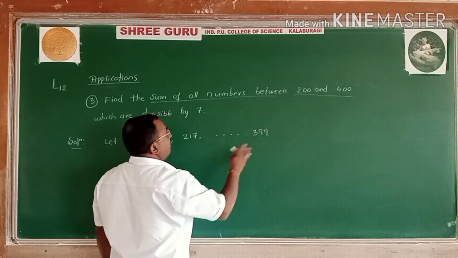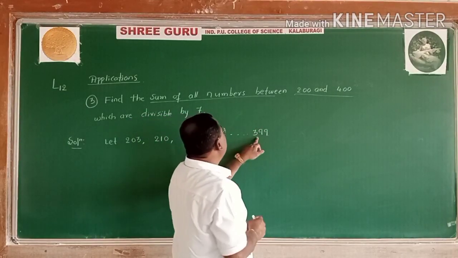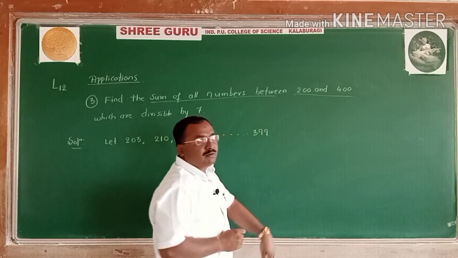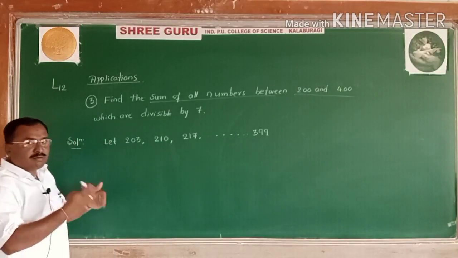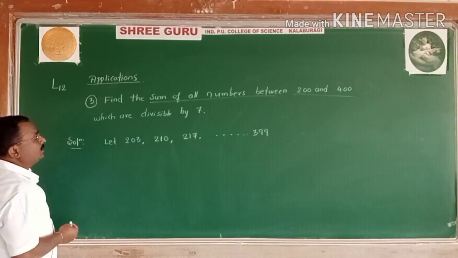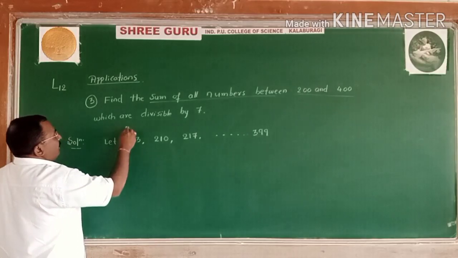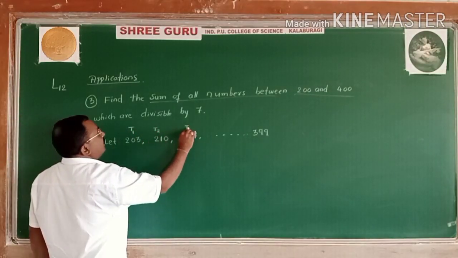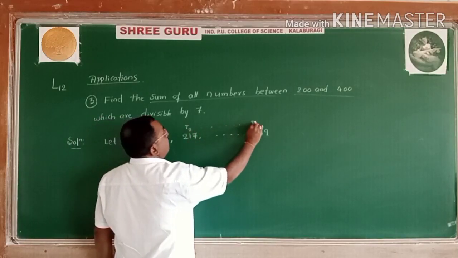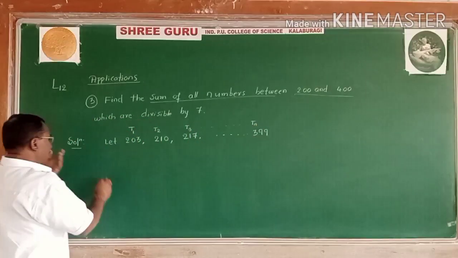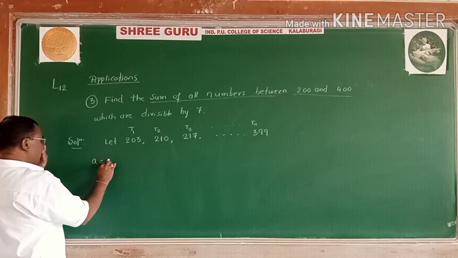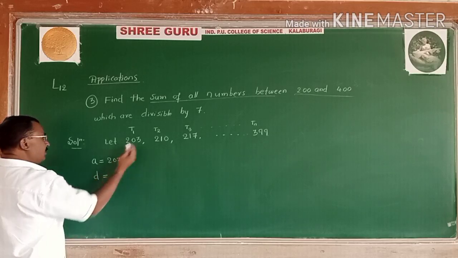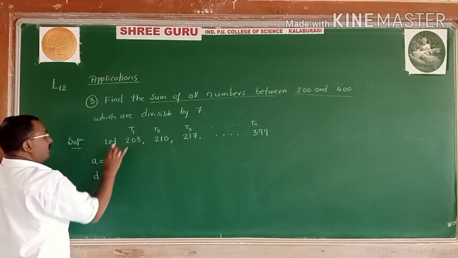Verify whether it is correct or not. 7 5s are 35, yes. 7 7s are 49, yes. Carefully check whether the divisibility is satisfied or not. This is in the form T1, T2, T3 up to Tn. Here a is the first term T1, 203. The difference d is any term minus the previous term, 210 minus 203, which is 7.